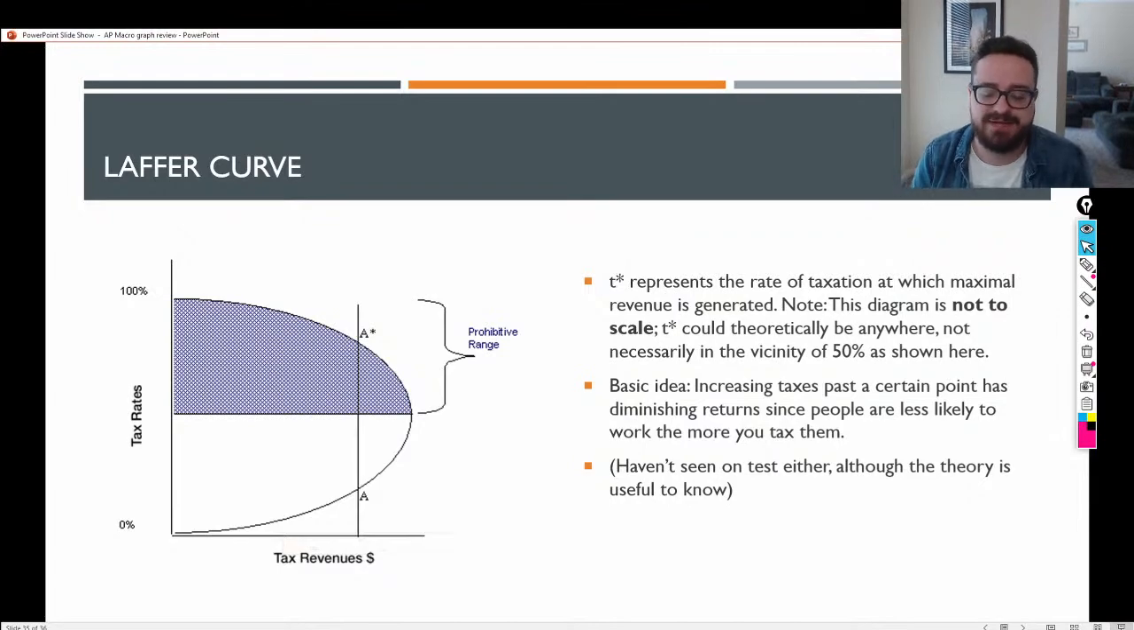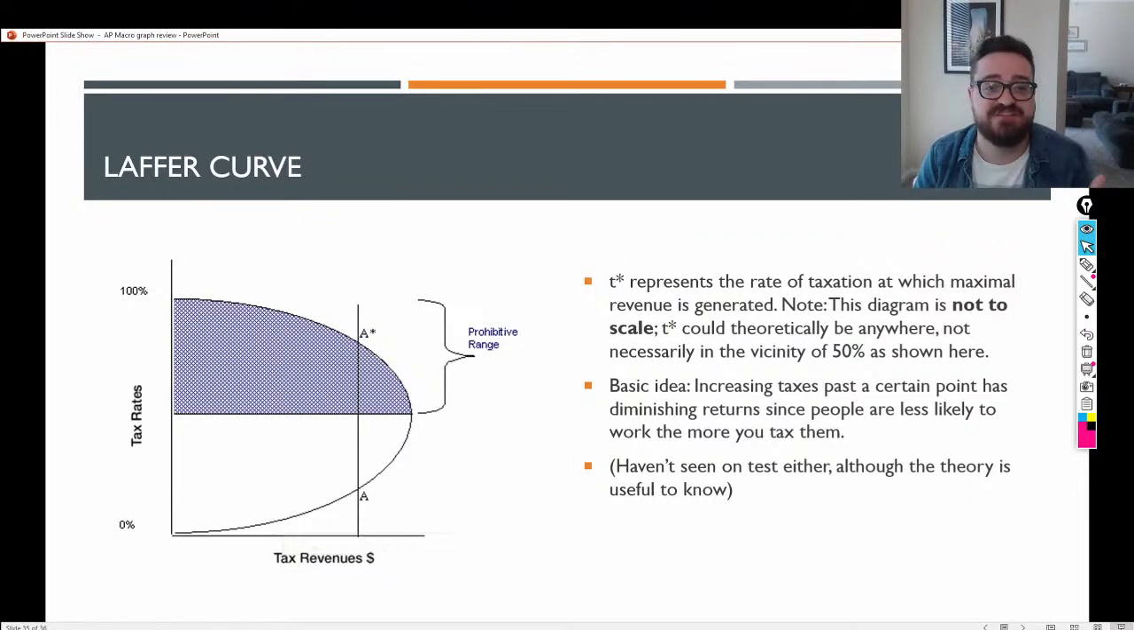Because this idea is the basis for US economic policy in the 1980s and is still one of the bases of the economic policy for the Republican Party in the United States, as well as a lot of conservative parties globally. The idea is increasing taxes past a certain threshold is counterproductive. And not just counterproductive in that people will not spend as much, but the government will not earn as much in tax revenue if they tax past a certain level.